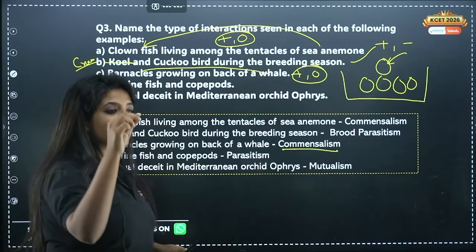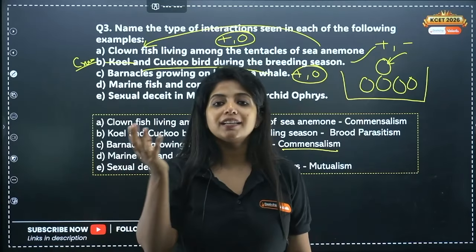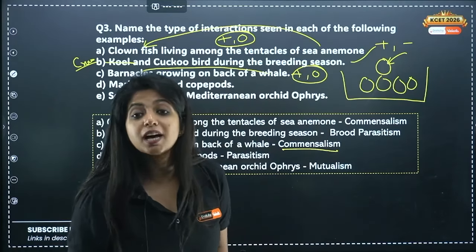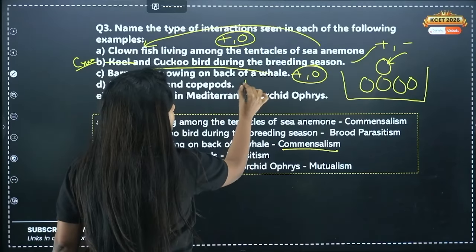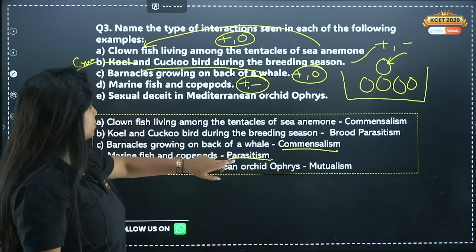Marine fish and copepods. Just like how lice are there on human beings, how ticks are there on animals, copepods are there on marine fish. Copepods are parasites. So, it's a plus-minus relationship. They are parasites, so parasitism is there.